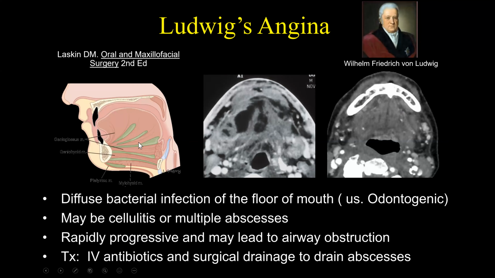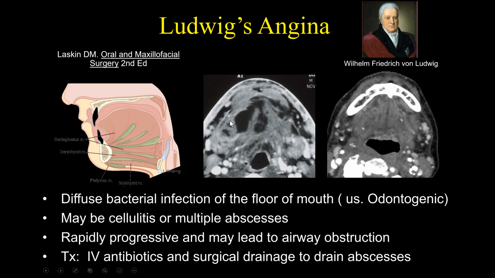And if that happens and you have a very bad infection, this can result in swelling of the tongue, and it can also result in edema involving the larynx and specifically the epiglottis. And when you have this type of severe infection that essentially results in a strangulation feeling, then this is what was initially described by Wilhelm Friedrich von Ludwig as Ludwig's angina. Ludwig's angina is a diffuse bacterial infection of the floor of the mouth, which is usually odontogenic. It may be cellulitis, or it could be multiple abscesses.